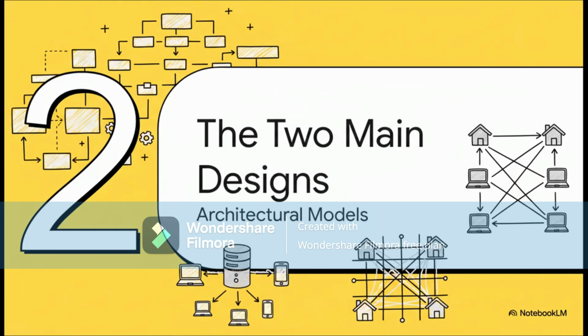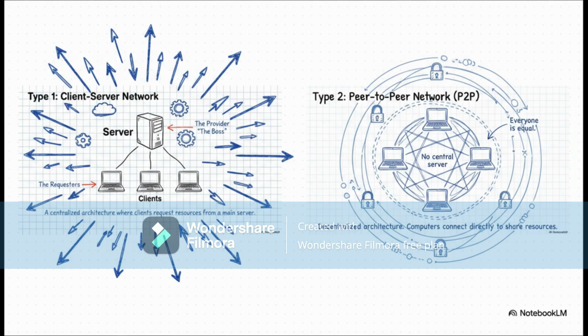All right, now that we've got the building blocks down, let's talk about the two main designs you're going to see out there in the wild. Pretty much every network you use every day is built on one of these two models. So take a look at these two pictures. They tell the whole story, really. On the left, you've got a network that has a clear boss in the middle. But on the right, it's a totally different vibe. Everybody's equal. Let's jump in and see what that actually means.